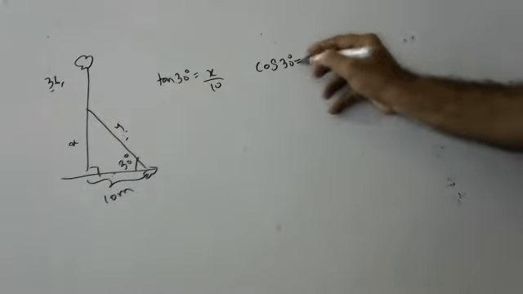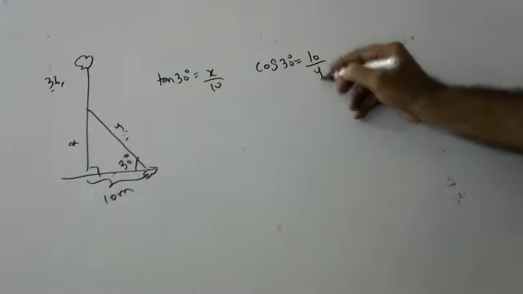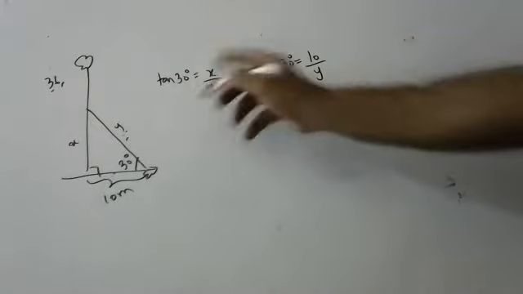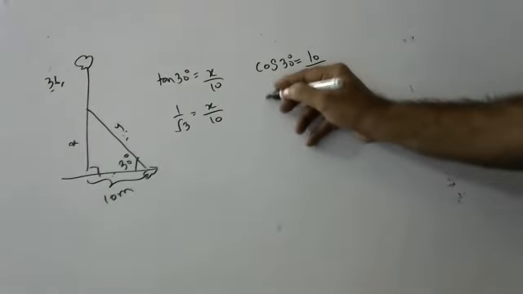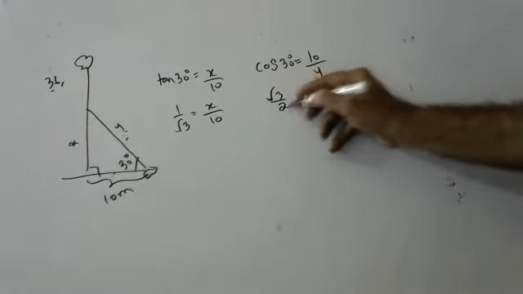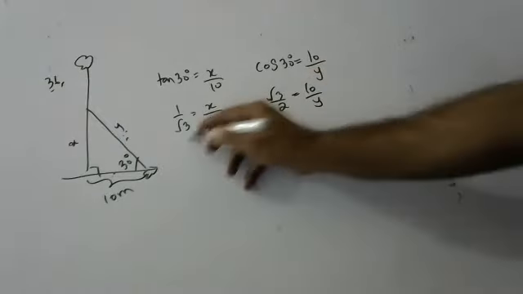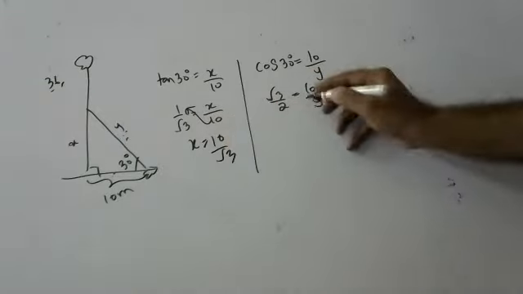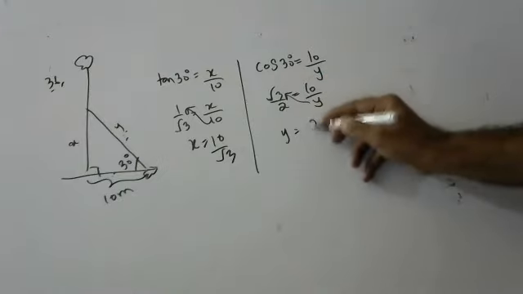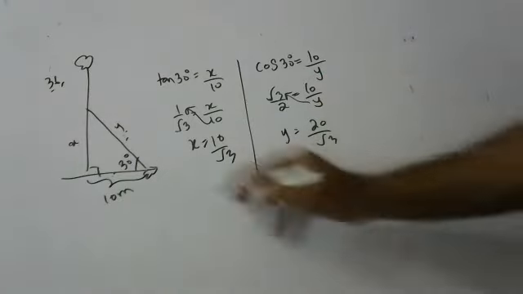Cos theta is adjacent by hypotenuse. Cos 30, root 3 by 2, is equal to 10 by y. Tan 30, 1 by root 3, is equal to x by 10. So x is equal to 10 by root 3, and y is equal to 20 by root 3.